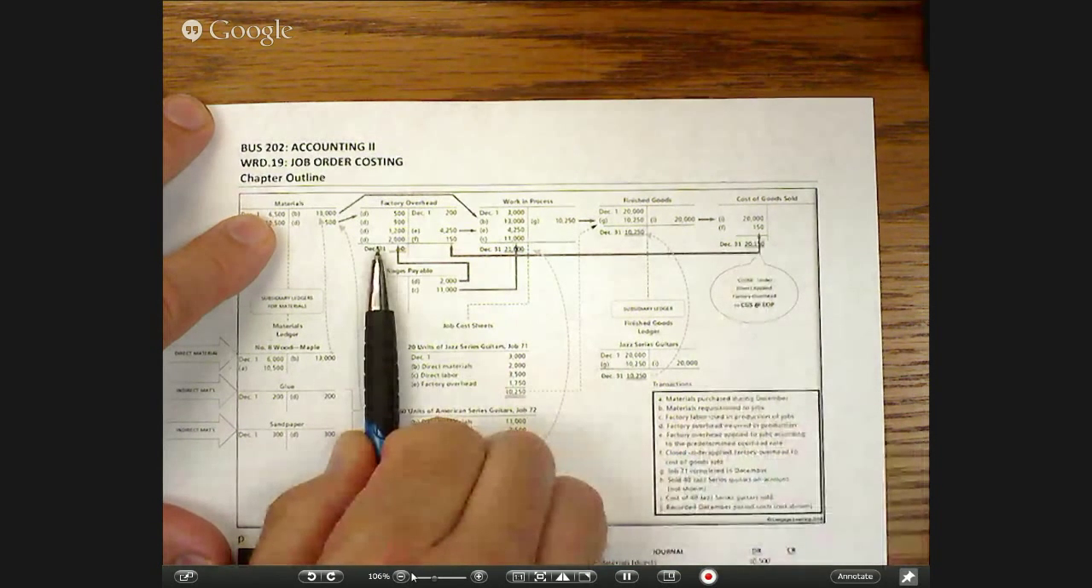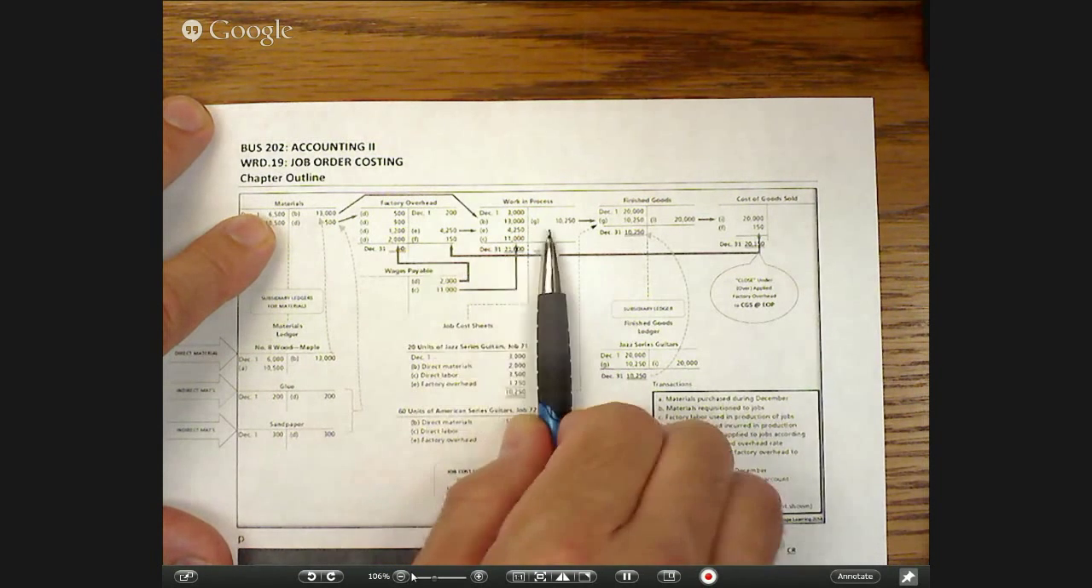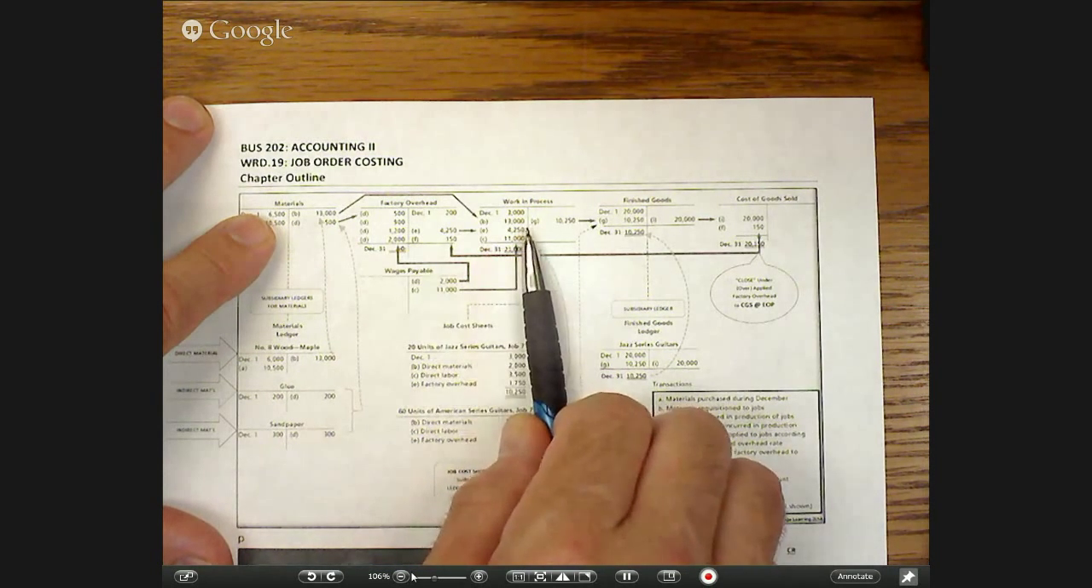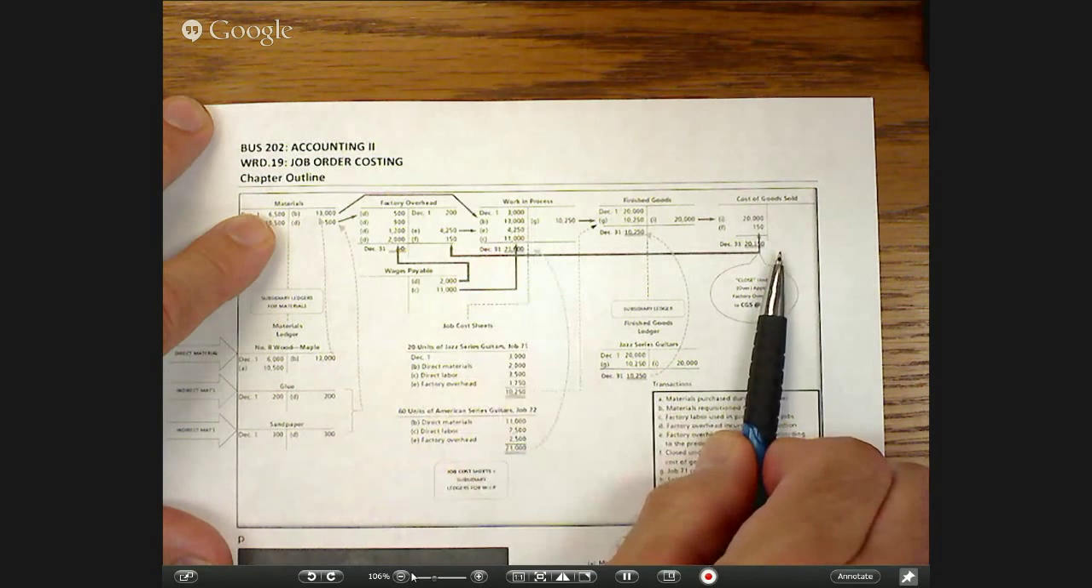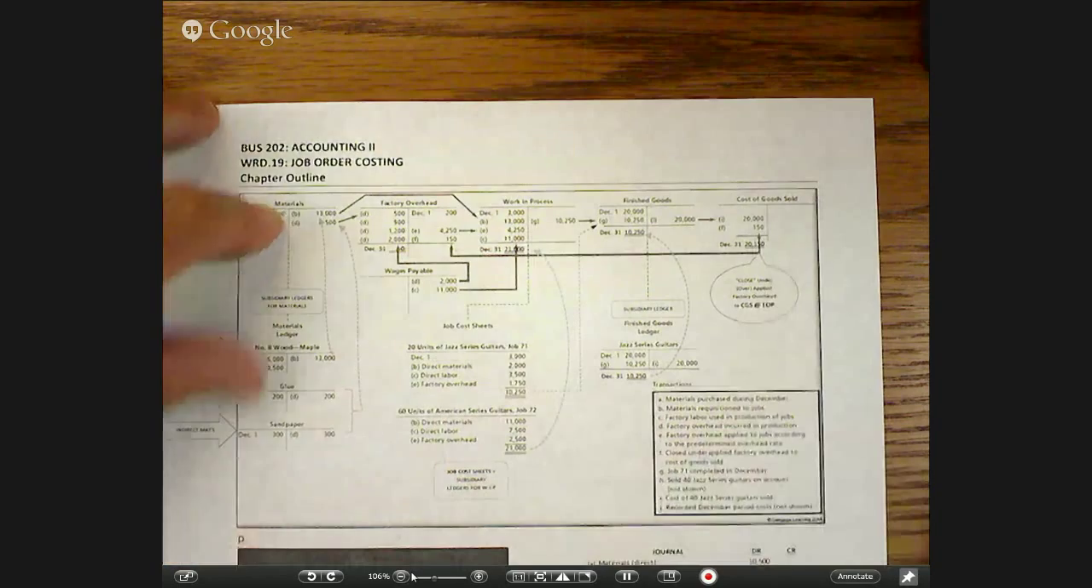A debit balance in factory overhead means that there is under applied overhead that cost of goods sold must be increased by. A credit balance in factory overhead before the adjusting entry means that too much, or an over application, of factory overhead went into work in process, and the cost of goods sold account must be reduced. Okay, that takes care of transaction E.